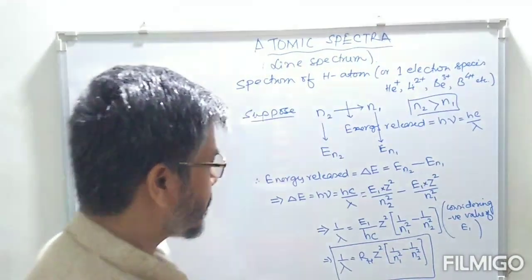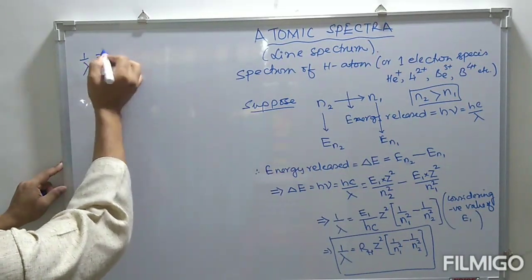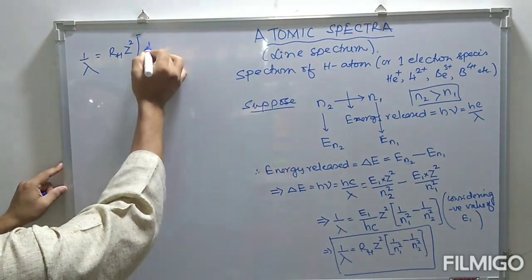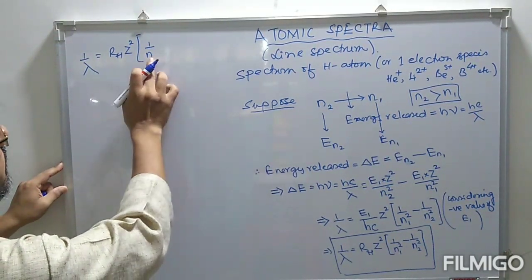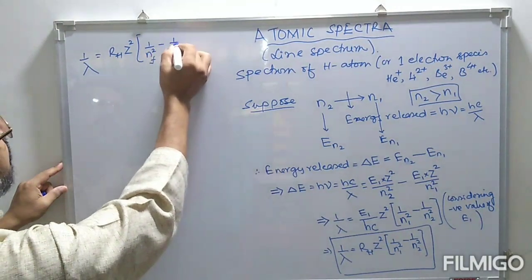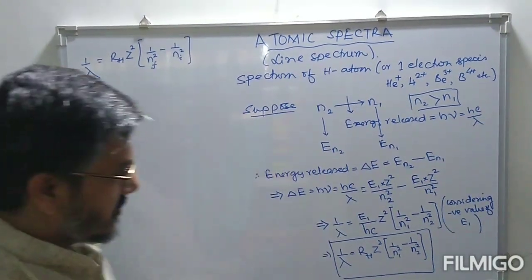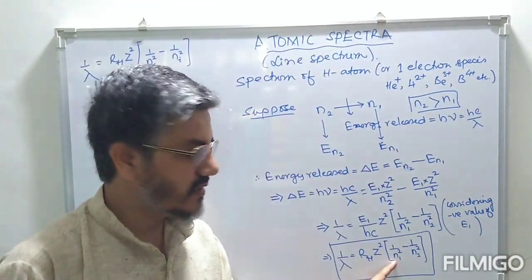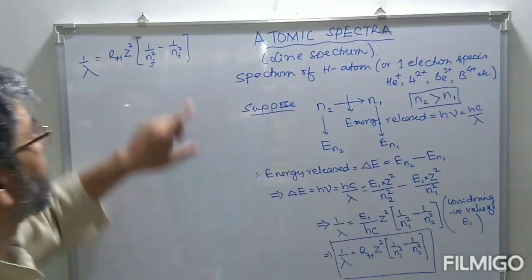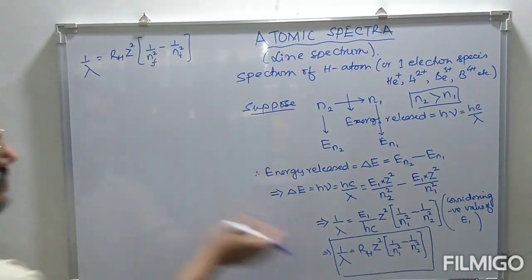So some of the authors also use this type of equation. 1 by wavelength is equals to RH Z square, 1 by N final square minus 1 by N initial square. So this is the final state in which electron rests. This is the initial state from which electron is coming. So this is always the higher level, this is always the lower level. So in this equation both are same.